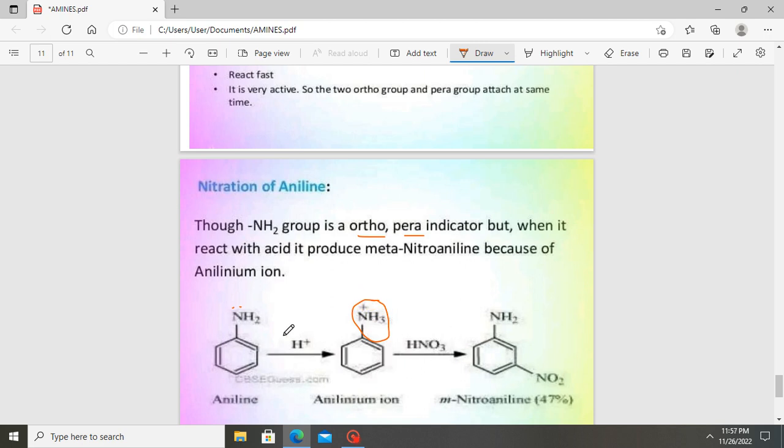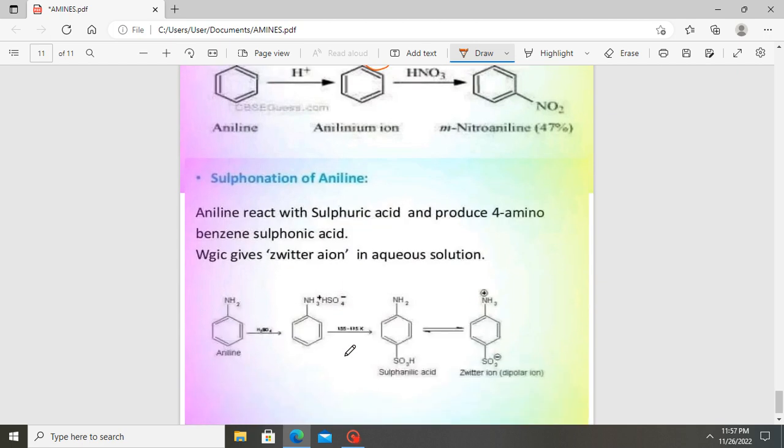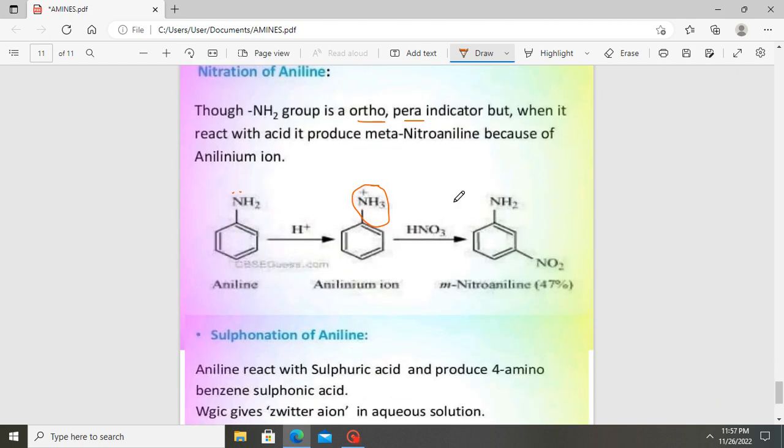You may think that maybe the amino group should direct at the ortho para position. No, but when treated with an acid like nitric acid or even sometimes with sulfuric acid, it directs at the meta position as shown here.